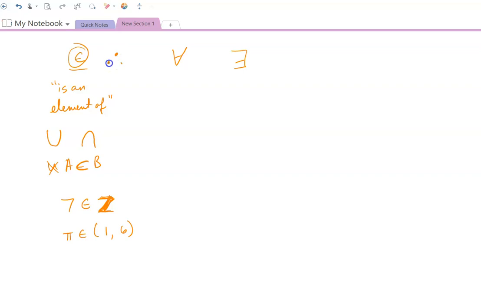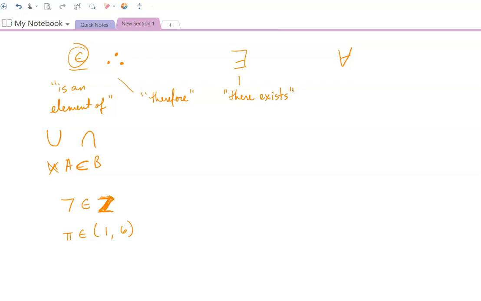This next one you may have seen in geometry, but a triangle of 3 dots means therefore. Okay, so it's just kind of a lazy way to say that I'm stating a conclusion. I'm going to move this over here because I'm running out of room there. All right, the backwards E means there is, or more often, there exists.